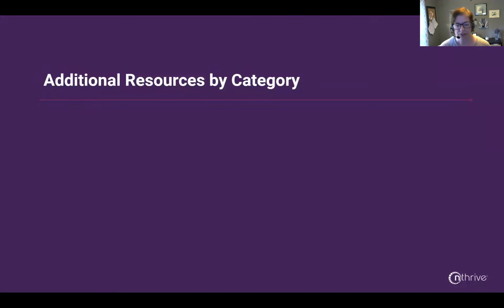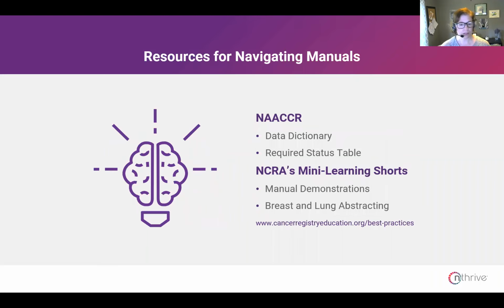To help us in our abstracting journey, we should be aware of resources other than the obvious cancer registry manuals. So let's take a look. NAACCR and NCRA have some tools to make sense of our manuals and resources. NAACCR's website gives us access to such materials as the approved abbreviation list and a required status table. More on those tools in a few minutes. We also recommend visiting NCRA's Center for Registry Education website. There you can find many learning PowerPoint videos for each manual, along with site-specific scenarios. So now let's review NAACCR's resources in more depth.